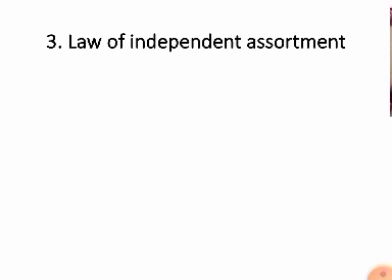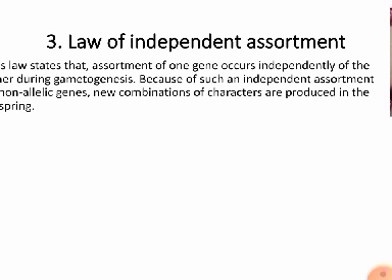The last, the law of independent assortment. This law states that assortment of one gene occurs independently of the other during gametogenesis. It means that during gamete formation, the allele of one gene assorts independently of the allele of another gene. Because of such independent assortment of non-allelic genes, new combinations of characters are produced in the offspring. Non-allelic genes mean two genes of different characters.